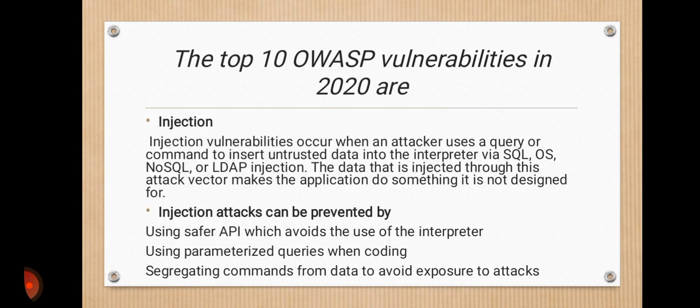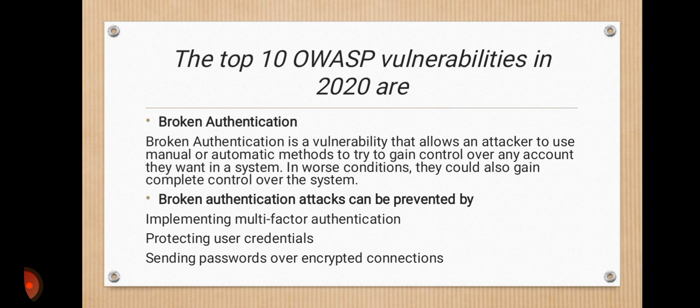First one is injection. An injection vulnerability occurs when an attacker uses a query or command to insert untrusted data into an interpreter via SQL, and this data is injected through this attack vector, making the application do something which it is not designed for, and it can be prevented by using a safer API and using parameterized queries when coding.